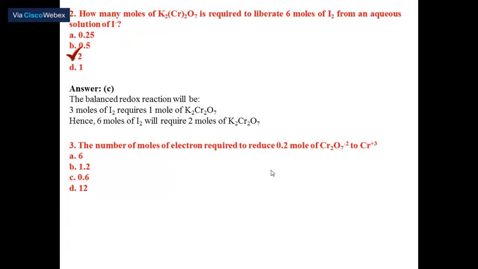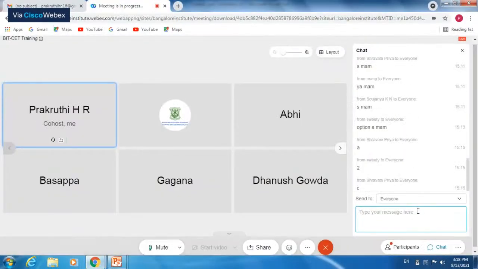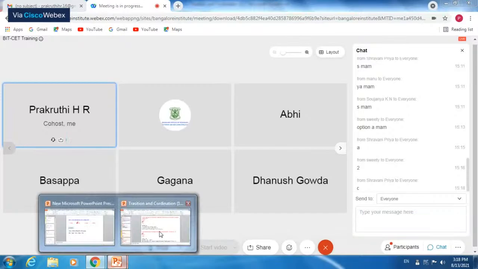Then what is the answer for this? What is the answer for this? What is the answer, students? Answer is C. Priya. Okay, Shravani, Priya, answer is C. Okay, let's check whether your answer is right or wrong.